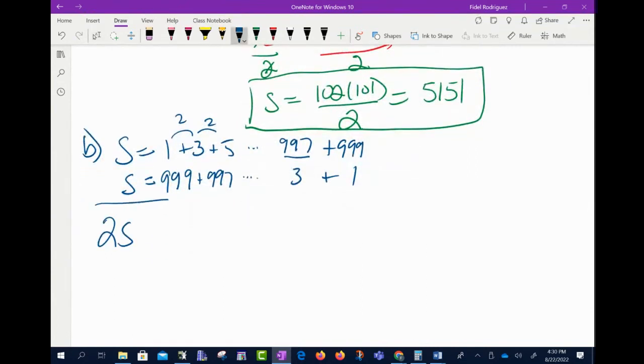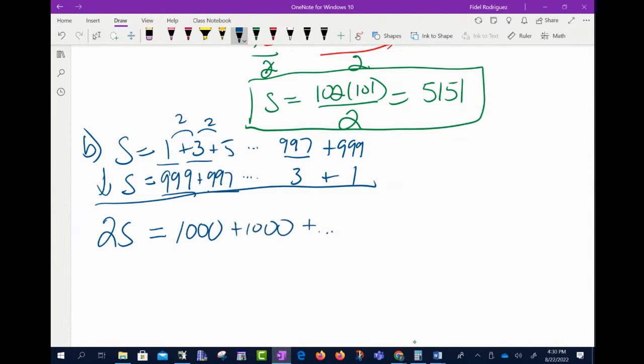So now when I add straight down, right, I'm adding straight down, that's going to give me twice the sum. Well, 1 plus 999 is 1,000, and 3 plus 997 is another 1,000. And we're going to keep doing that right all the way to the end. All right. So now we have 1,000. We got to figure out how many times are we adding this up. Now, I can't just say we're adding it up 999 times because we're skipping the even numbers, right? We're not using the even numbers. We're going from 1 to 3 to 5 and so on and so forth.